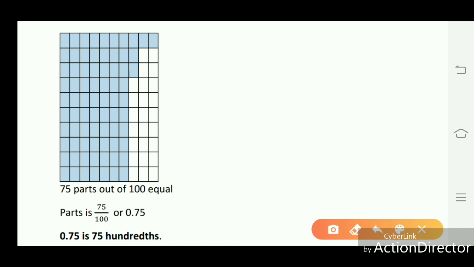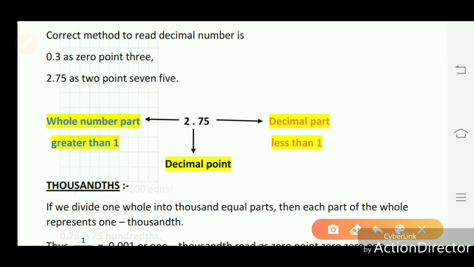Now in this figure, we take 75 parts out of 100 equal parts. That is 75 upon 100 or 0.75. 0.75 is 75 hundredths. The correct method to read a decimal number is, 0.3 as zero point three, and 2.75. Here 2 shows the whole number part, greater than 1, and this dot shows the decimal point, and 75 shows the decimal part, less than 1.